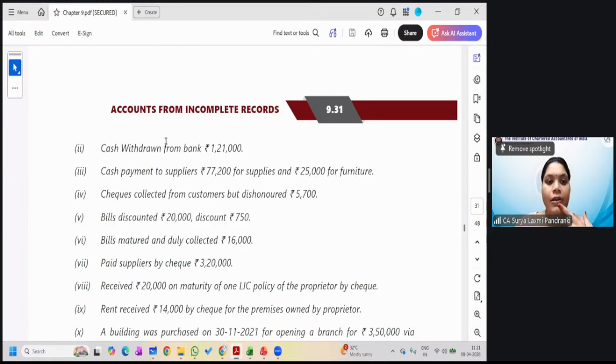Then what else we have? We have some cash withdrawn from bank. Then payment to suppliers is there, and also 25,000 for furniture. So this is for the creditors, and this is for a purchase of furniture. Then checks collected from customers but dishonored, which means what? Anyone? Checks collected from customers but dishonored, which means what?